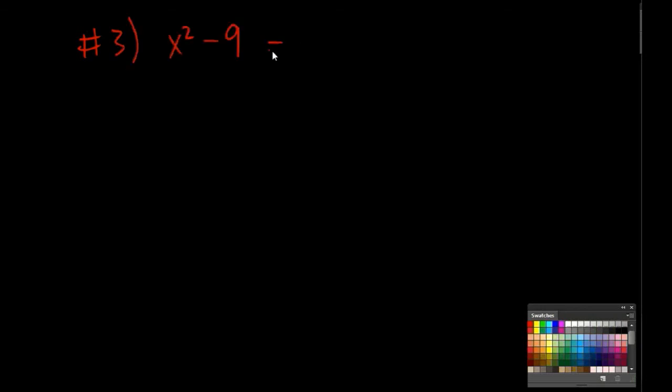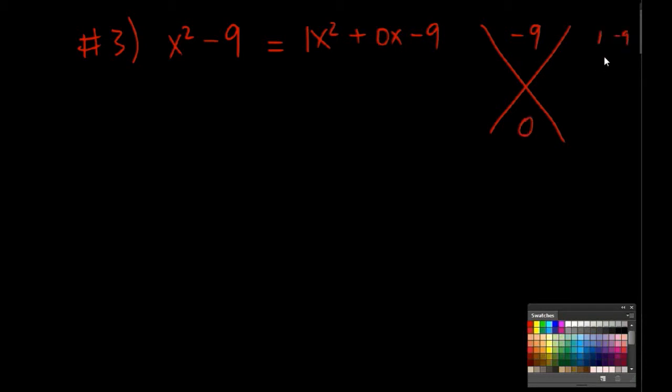Example number 3. I'm not going to give you all the pieces. We're just going to have x squared minus 9. So if we put in some substituting zeros, that will be x squared plus 0x minus 9. 1 times negative 9 is negative 9, and then we need to put 0 in the bottom. So we need things that multiply to give us negative 9 and add to 0.